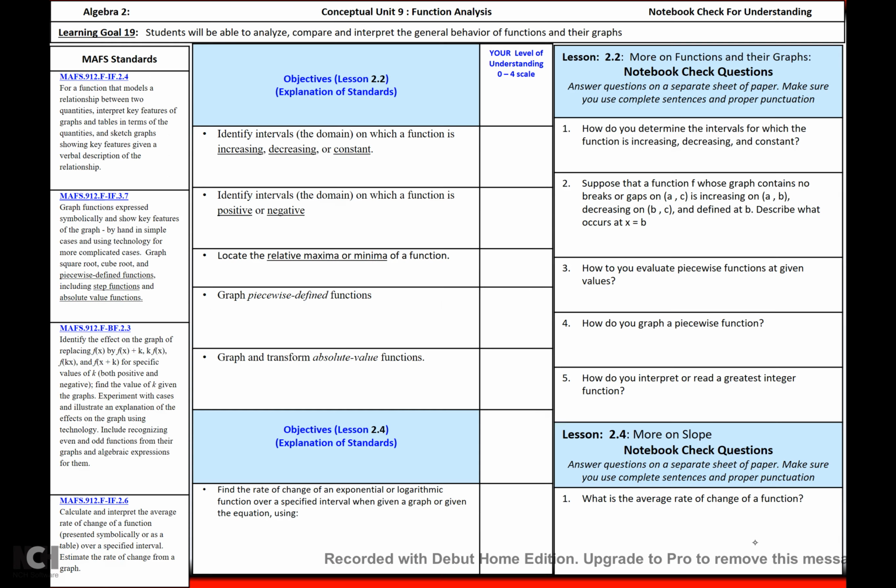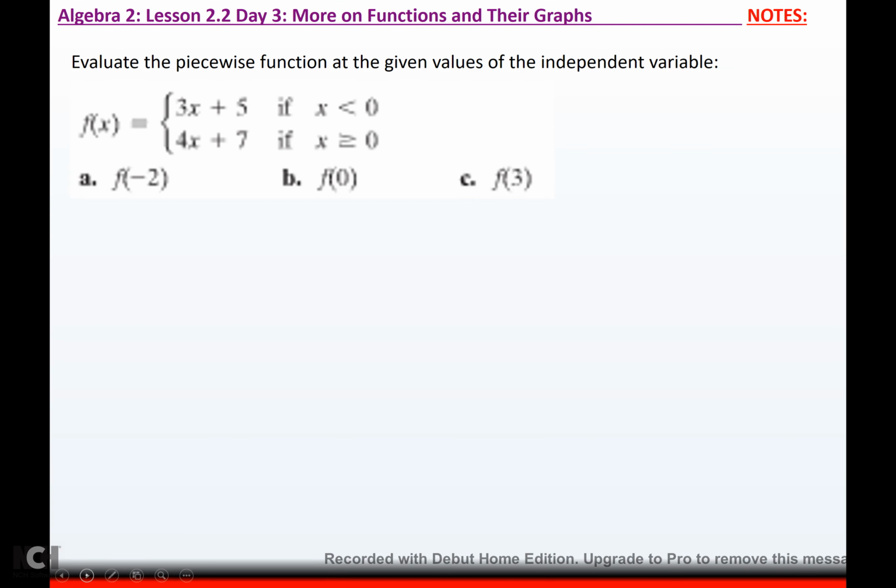Alright, we're going to be talking more about functions and their graphs. Evaluate the piecewise function at the given values of the independent variable. What this piecewise function says is you have two choices. Either your function equals 3 times your value plus 5, or your function equals 4 times your value plus 7.